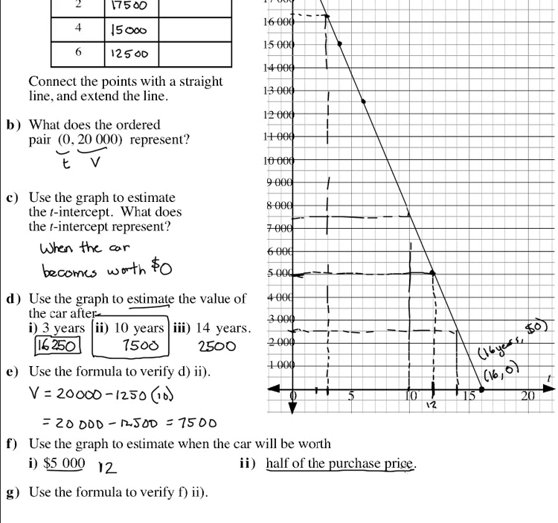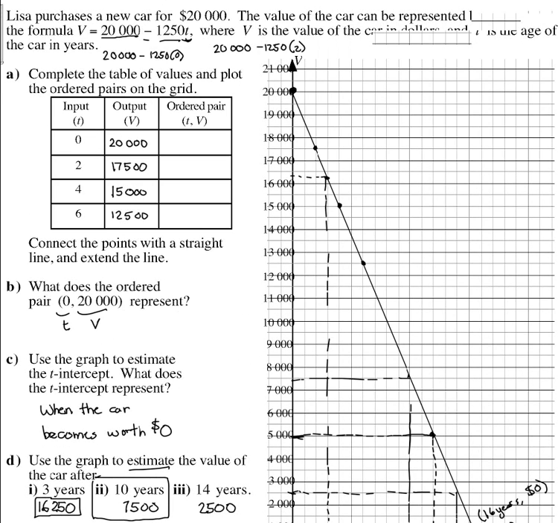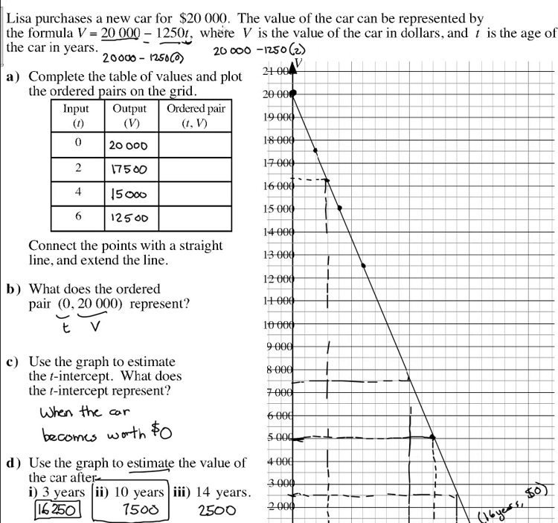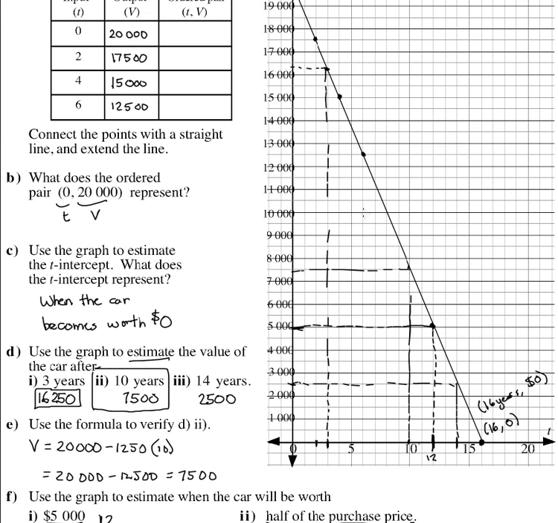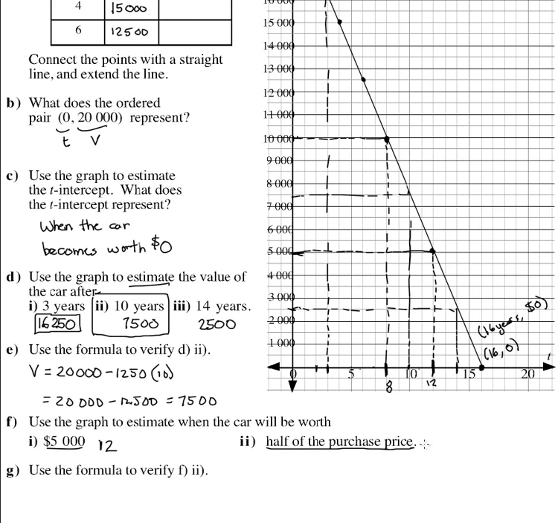Half the purchase price. Ooh, that's cryptic. What was this car originally? 20,000? Yeah, she spent 20,000 on it, so when will it be half that much? In other words, 10 grand. Here's 10 grand. Read over until you hit the line. Here's our $10,000 point. What time is it? Read down. Right there. How long is that? 5 years, 6 years, 7 years, looks like 8 years. In 8 years, this car is worth half as much as it was when you bought it.